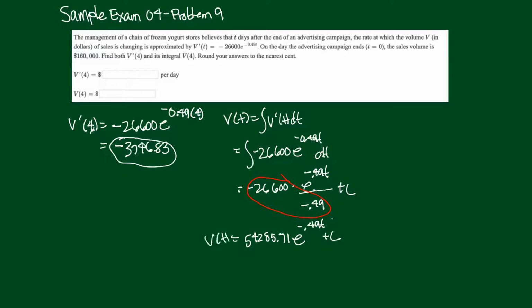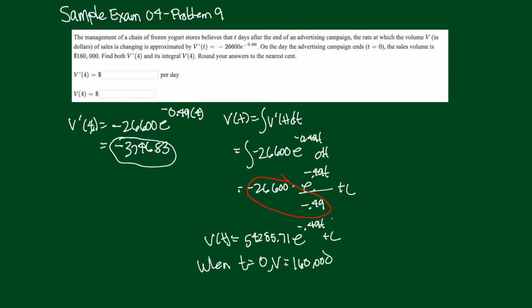So there's my v of t. Now we have an initial condition. We know this. When t is equal to 0, v is equal to 160,000. Right, that's given back up here. When the campaign ends, t equals 0. The sales volume is 160,000. So that is our initial condition. We'll put 0 in for t, 160,000 in for v, and we'll solve this for c.